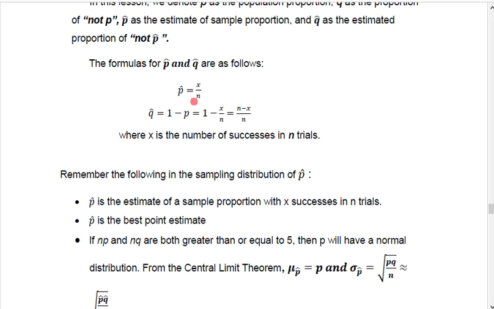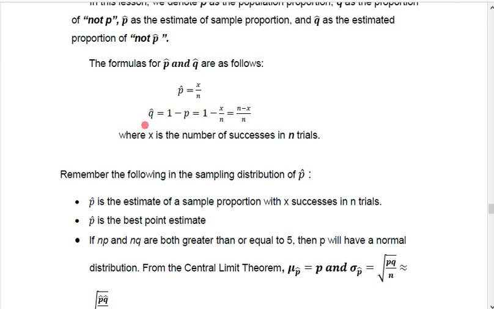So, ito yung P hat. P hat is equals to X over N. Okay? Whereby X is the number of successes in N trials. Okay? So, ito yung success numbers. Ito yung how many times. Okay? Na nagawa o nangyari o numbers. Okay? So, this is Q hat, which is the opposite of P hat.